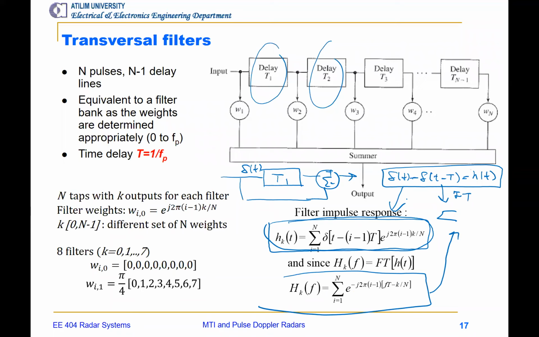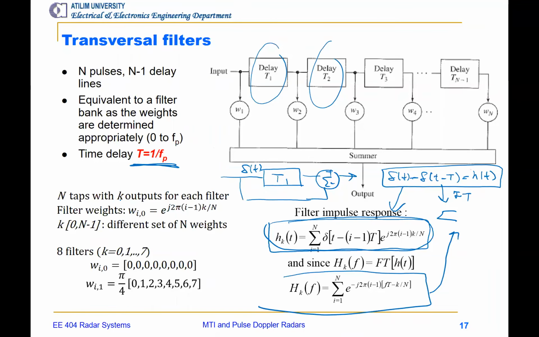We have to be careful here. The time delay here will be proportional to the PRI, pulse repetition interval, because we collect echo signals. If we consider a target at a range of R, we expect that we collect pulses from this target at every PRI, once every PRI. So that's why we use time delay as T here.